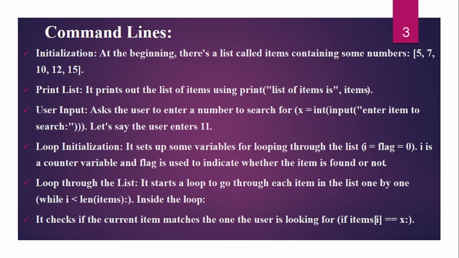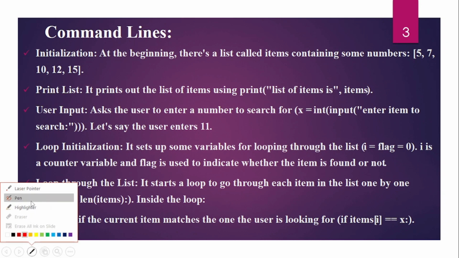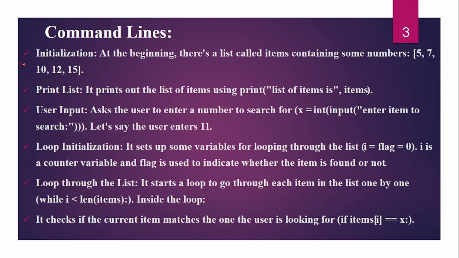Then next I'm going for a loop initialization. So first thing is we go with the initialization. Second, we are done with the printing of the list, and next I go for the user input, because once I've defined the list, I'm going to give some random number through a user input and see if that number exists in this list or not. That is actually my main agenda for this program.